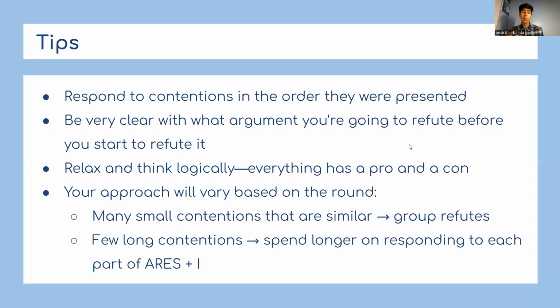Now let's go into some tips to help you refute, because refuting is definitely hard. You want to respond to the contentions in the order that the contentions were presented in. This is really important because having a consistent order throughout the debate round makes sure that everybody knows what you're talking about and where you're talking about it. It's also generally just easier to follow along with. You also want to be very clear about what argument you're going to refute before you start to refute it. Because if you give a really good refute, but nobody knows what it's in response to, it's as good as you didn't give that refute in the first place. Nobody knows where it is or what it's in response to, so nobody's going to write that down.